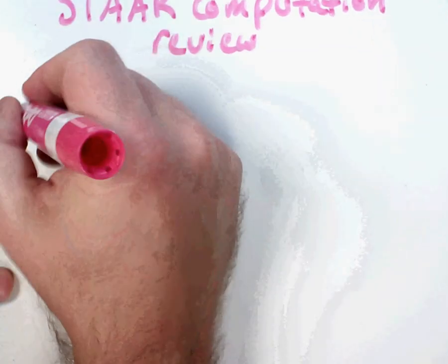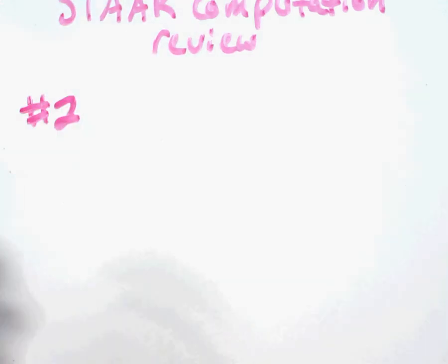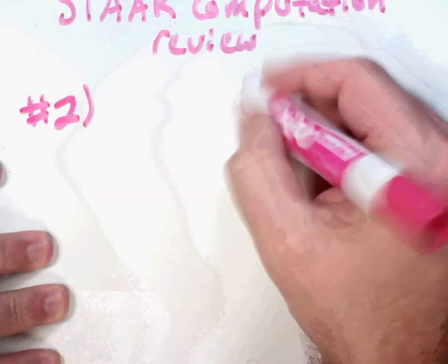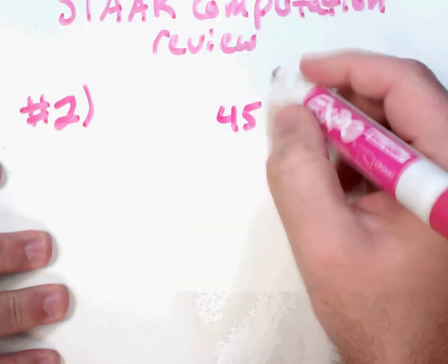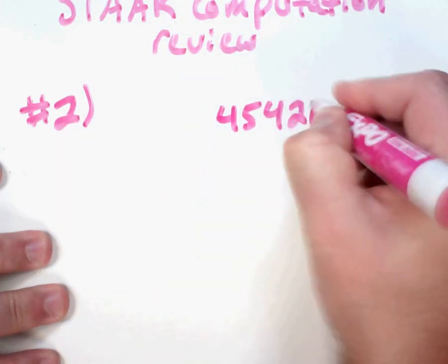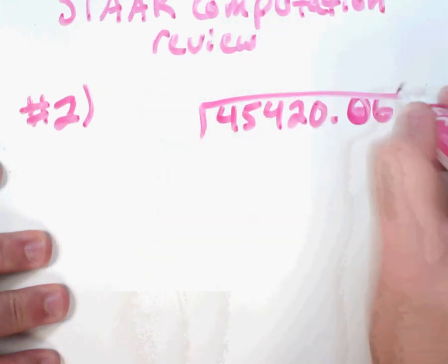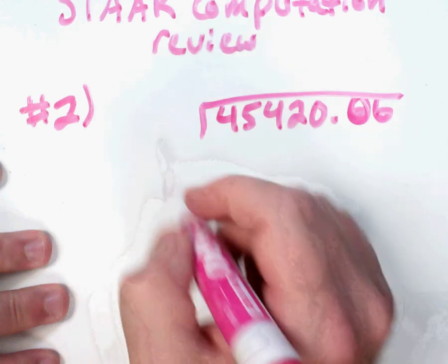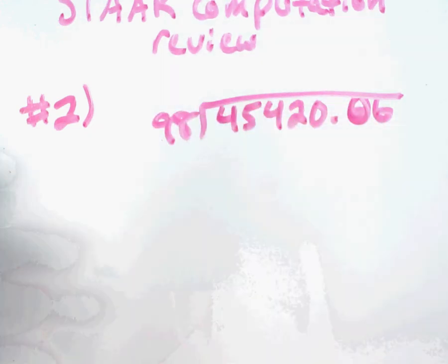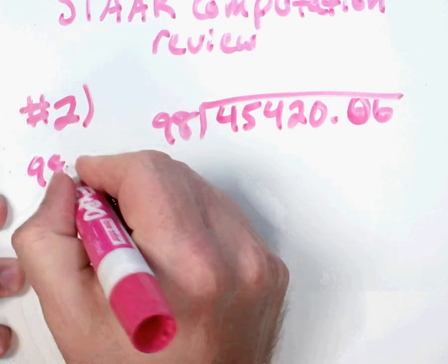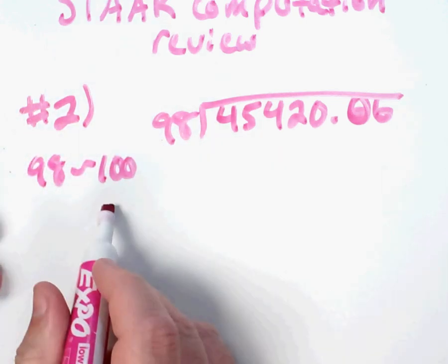Number 2 is going to be 45,420 and 6 hundredths divided by 98. Man, the problem generator, like those numbers close to 100. Oh well, that works out okay for me, at least for the estimation part. So again, I'm going to estimate close to 100 as I think through this.